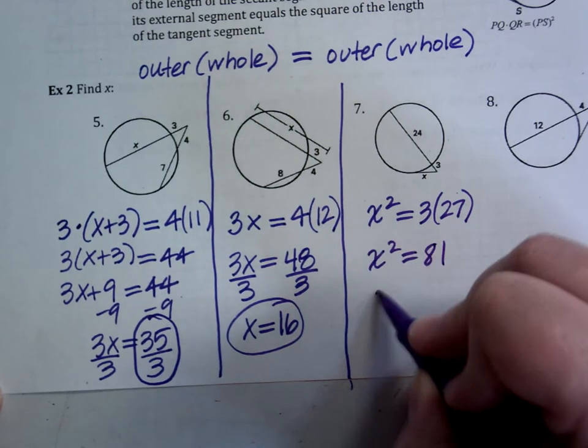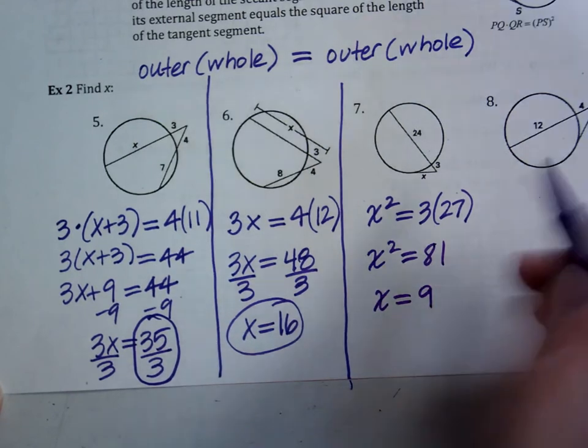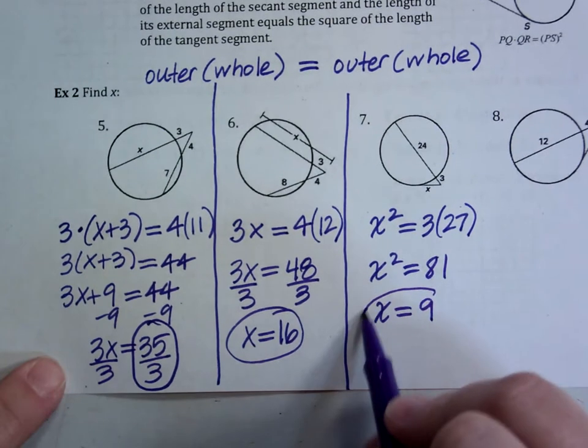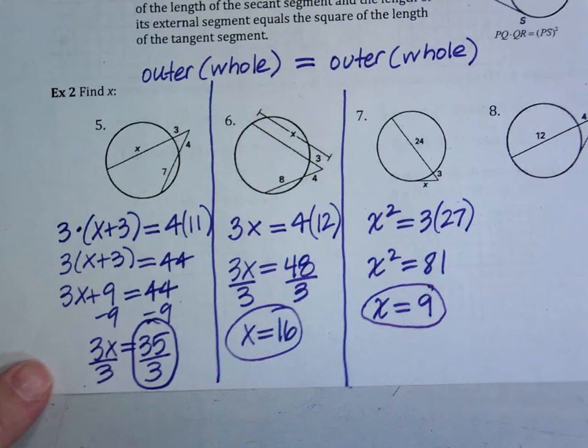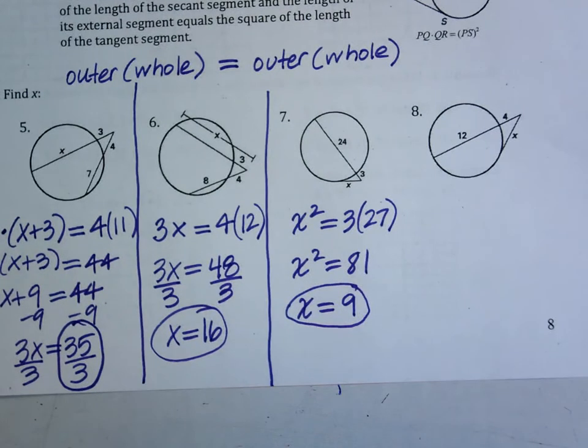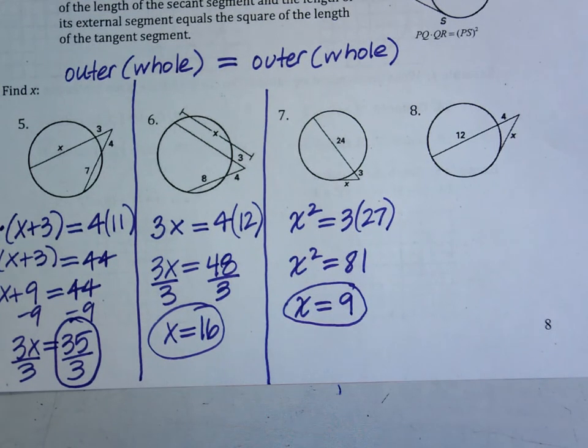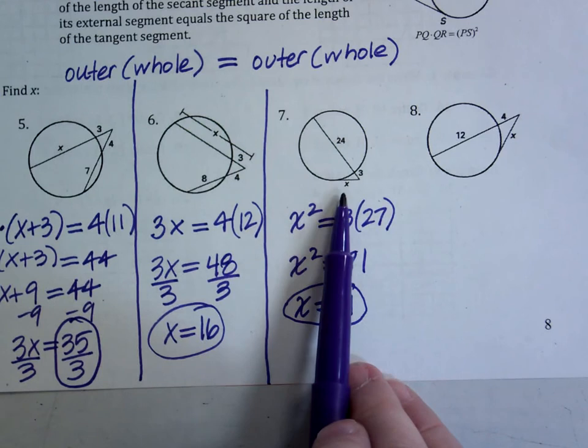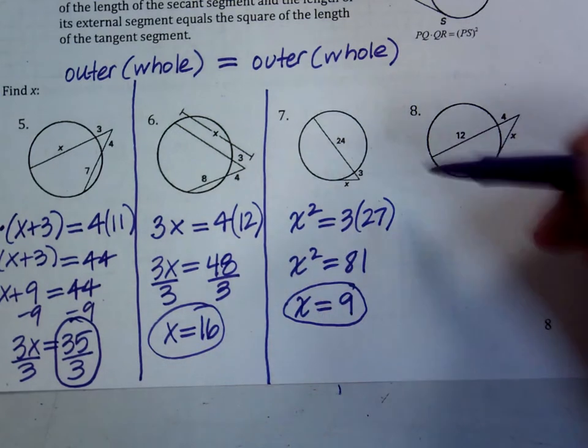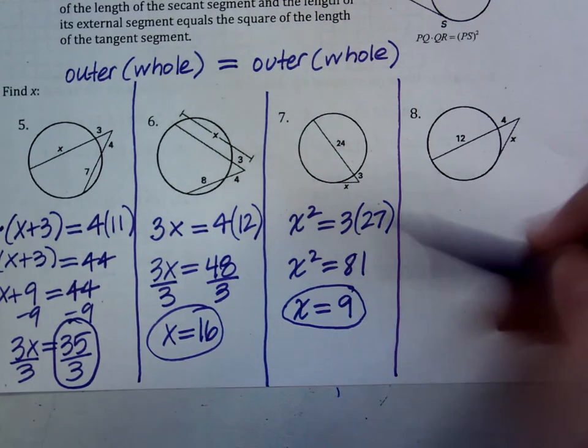So what's x? 9. Is this a case where it could be plus or minus 9? Yes. Well, actually, no. I'm going to go with, well, actually, Dylan, because why? X represents a length. Length can't be negative. This tangent segment can't have a length of -9. So it has to be +9. That's why I didn't put plus or minus.